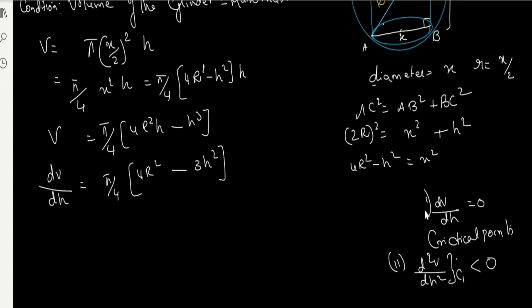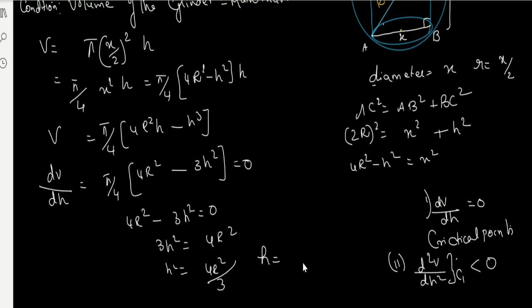So first we have to find the critical points. dV by dh equal to 0. So 4r square minus 3h square equal to 0. So we get 3h square is equal to 4r square. Take it to the other side, it will become 3h square. So h square is equal to 4r square by 3. So h is equal to 2r by root 3.